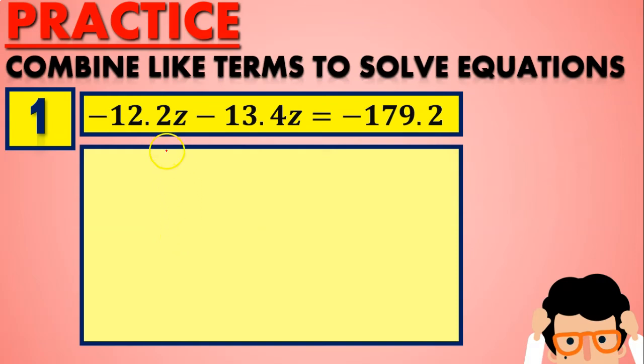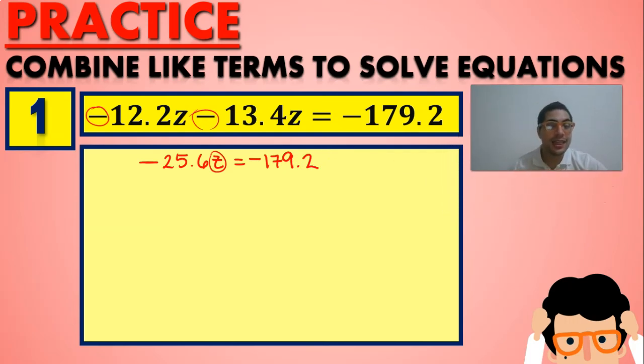The first rule we have to remember is that we have to add or subtract like terms. In this case, we have two terms with z, so we are going to have to add or subtract them. Because they are both negative, that means that the two values are going to be added. So 12.2 and 13.4, when you add them, is going to give you 25.6z. Cannot forget the z. But because they were both negative, we also have to add a negative on the end.